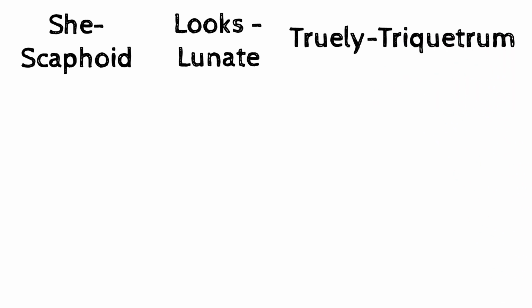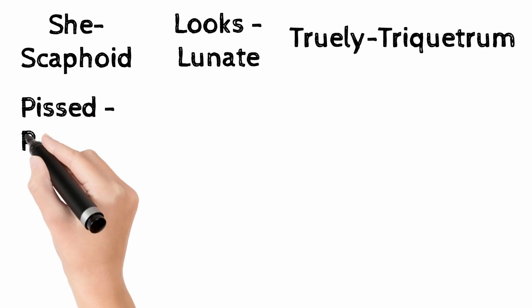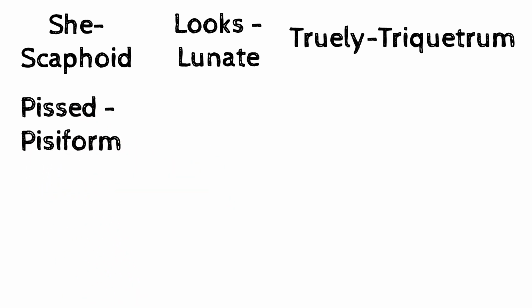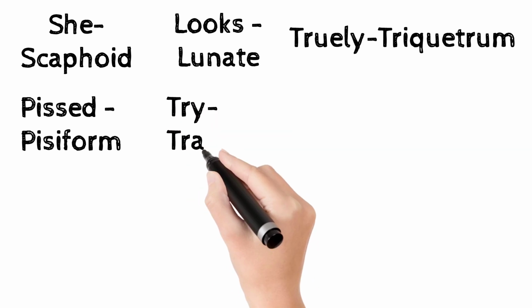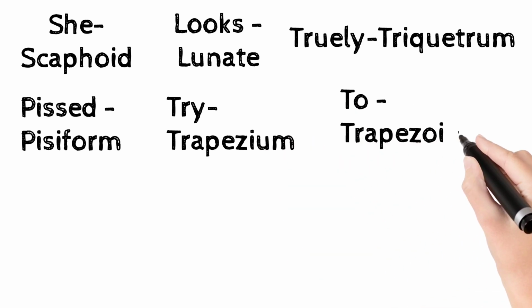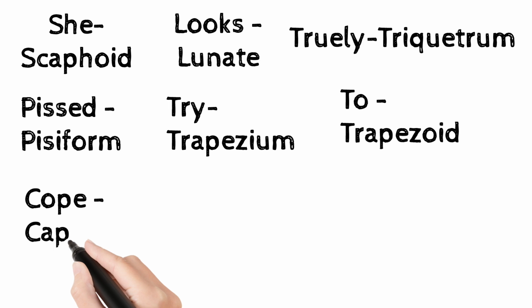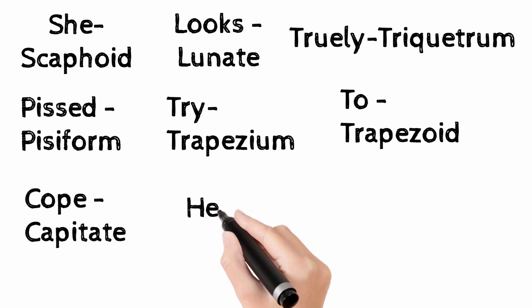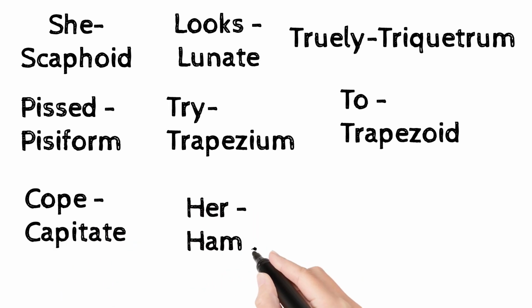In "pissed off", "pis" is for pisiform. In "try", "tr" is for trapezium. In "to", "t" is for trapezoid. "Cope", "cp", is for capitate, and "her", "h", is for hamate.